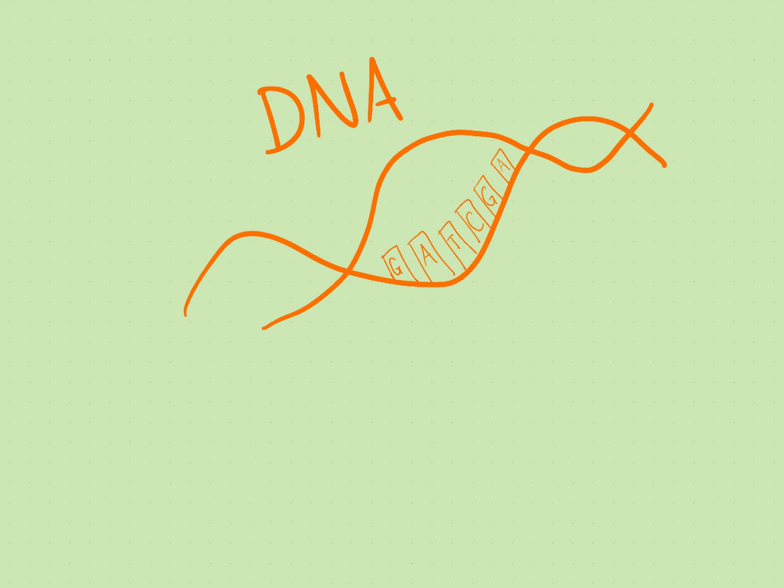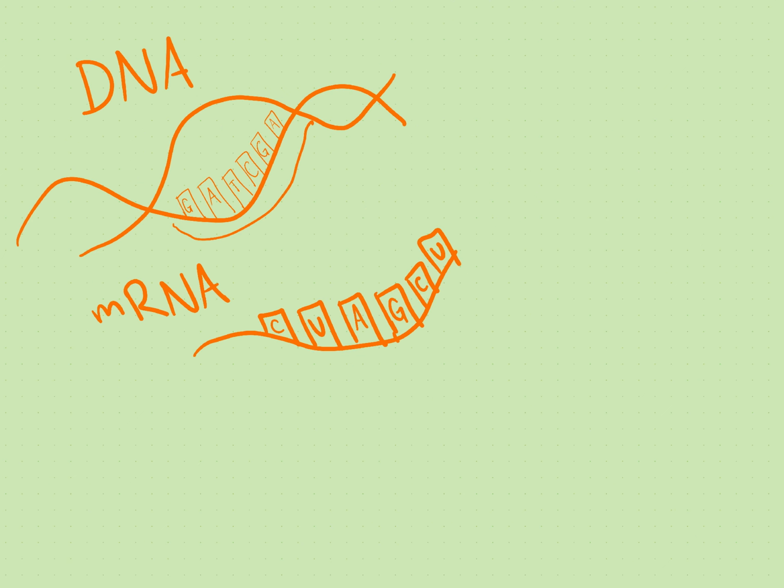So how would this DNA set of bases be transcribed into RNA? Where there was a G, we have a C. Where there was an A, we have a U. Where there was a T, we have an A. Where there was a C, we have a G. Where there was a G, we have a C. And last, where there was an A, we have a U.